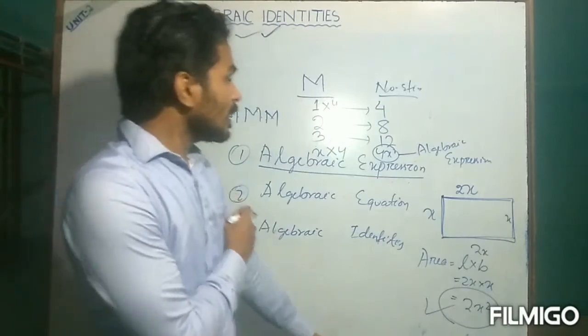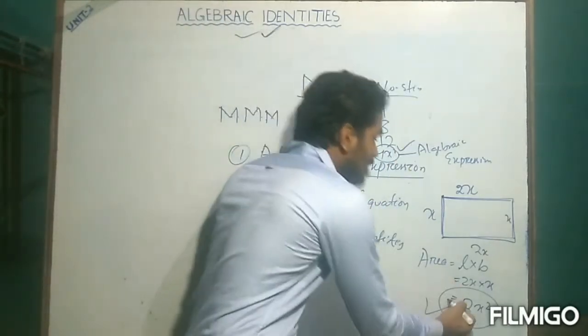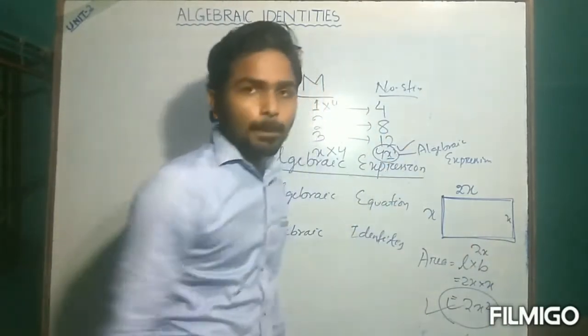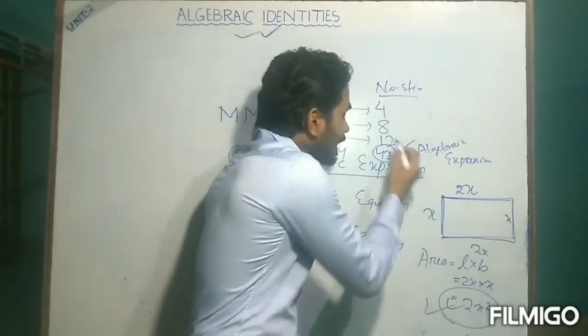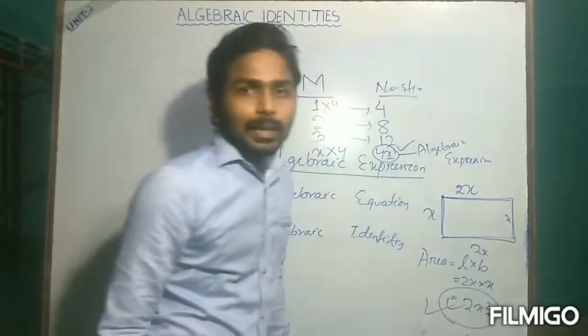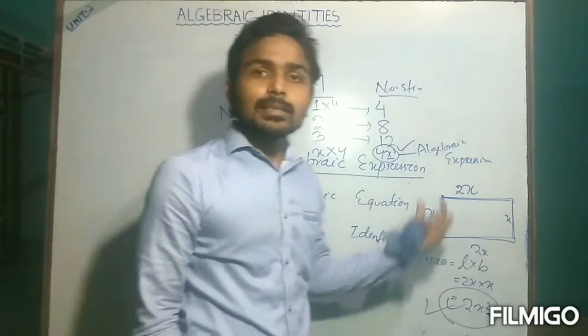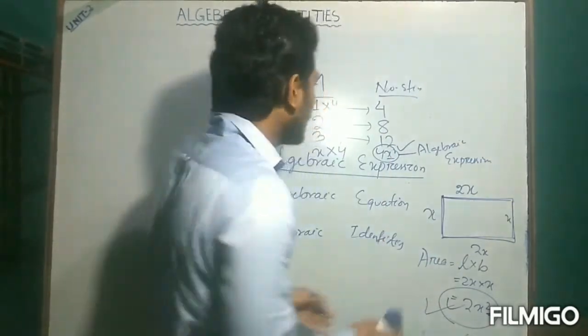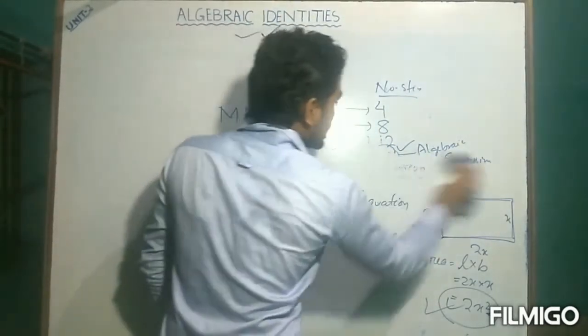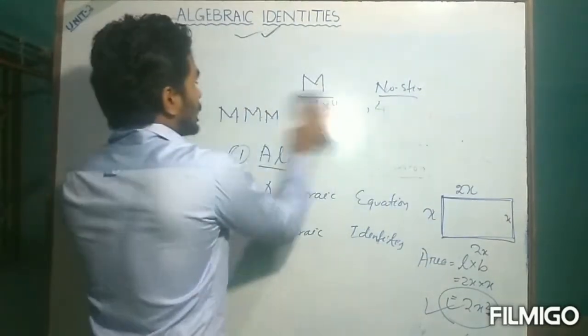So what we got is that any algebraic expression must have a variable and an exponent, and it follows a certain pattern. Clear? So this is the definition of an algebraic expression.